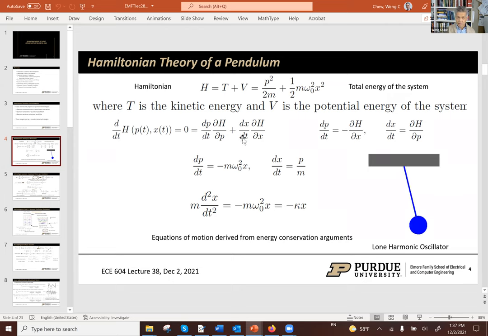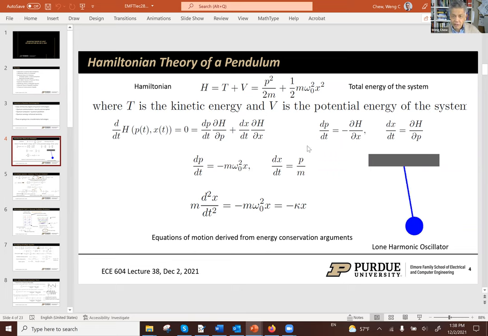So these two terms must cancel each other. By requiring that these two terms cancel each other, you get this equation of motion. The change in the momentum is the change in the Hamiltonian with respect to position, and the change in the position, which is velocity, is equal to the change of the Hamiltonian with respect to the momentum, okay? These are called the Hamilton equations.